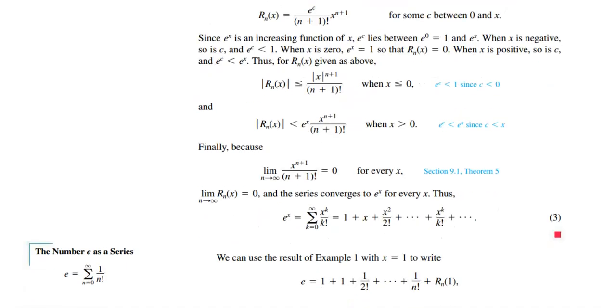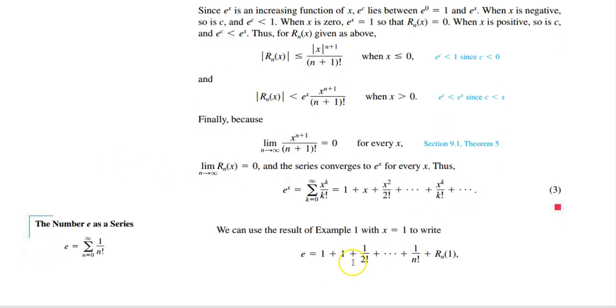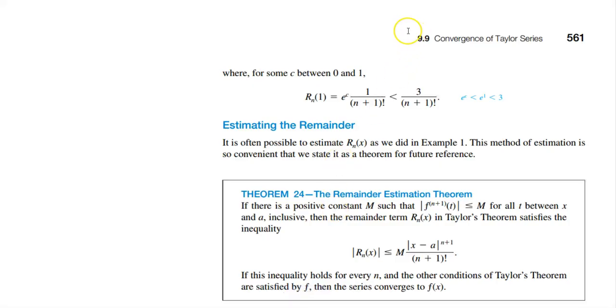We can write e as a series, the sum of all n from 0 to infinity of 1 over n factorial. And we can use the result of example 1 with x equals 1 to write that e equals 1 plus 1 plus 1 over 2 factorial plus 1 over 3 factorial plus 1 over 4 factorial and so on, plus 1 over n factorial plus r sub n of 1, where for some c between 0 and 1, r sub n of 1 equals e to the c power times 1 over (n plus 1) factorial, which is less than 3 over (n plus 1) factorial.